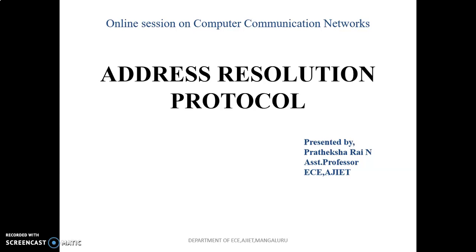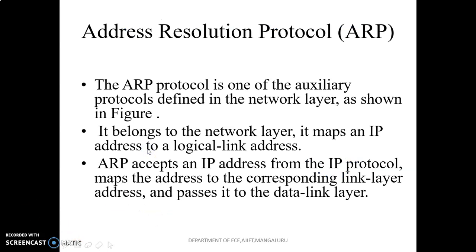This is the time when Address Resolution Protocol becomes helpful. In short, it is called ARP. Whenever we need to send one datagram to another node, only the last router will know the destination, but before that, how are we going to send? There we have to go for one more protocol. The Address Resolution Protocol is one of the auxiliary protocols defined in the network layer. It belongs to the network layer.